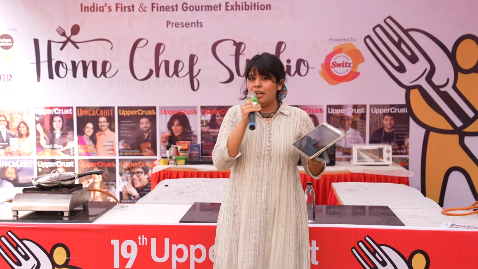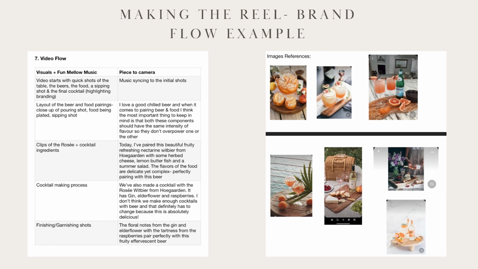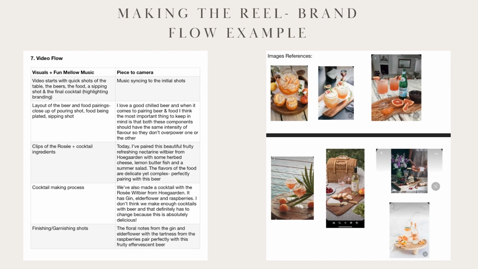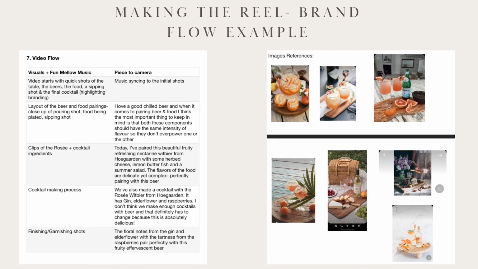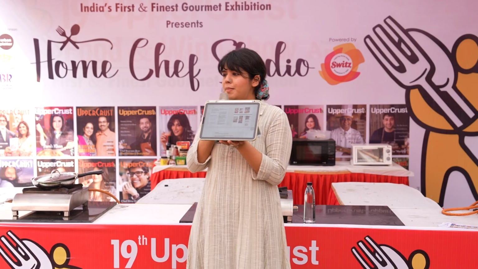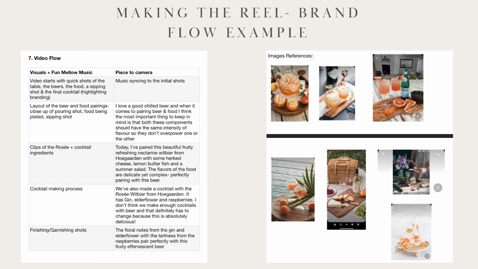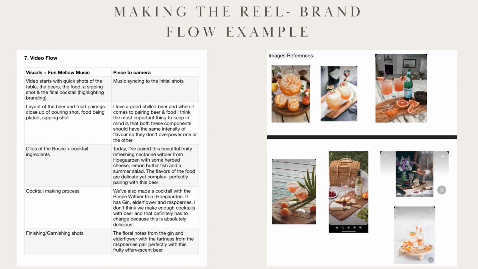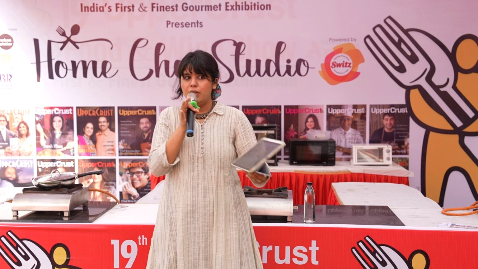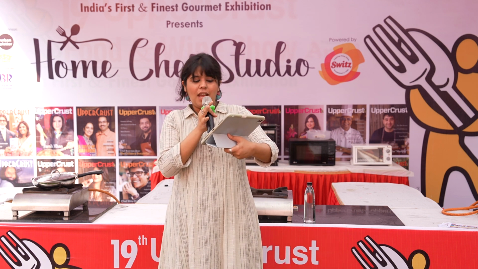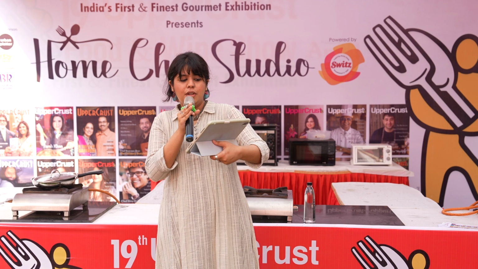So just writing frames down, and I don't know if you all can see, but essentially I've just created 2 columns. It's as basic as that. This was for making a beer cocktail. So the first frame is going to be, the video starts with quick shots of the table, the beer in the background. Second shot is the layout of the food pairing. So we were pairing food with a beer cocktail. So layout of that, and then it goes to close-up clips of beer pouring into a glass.